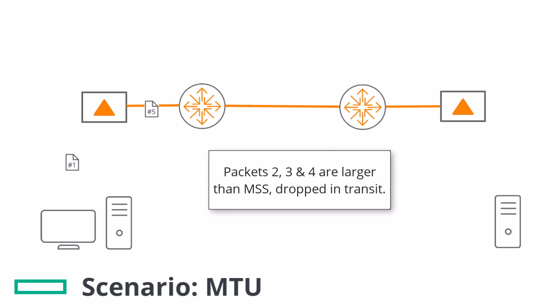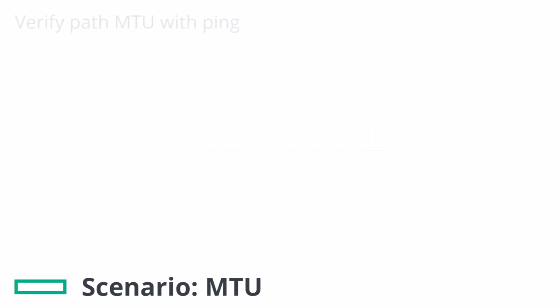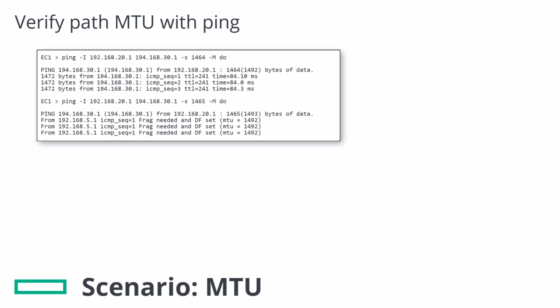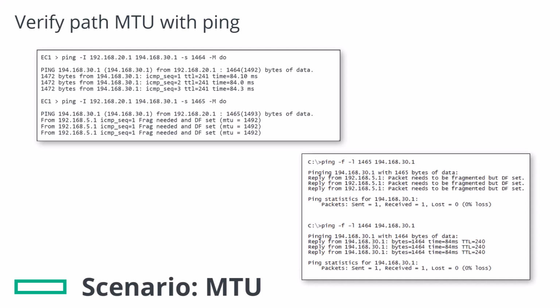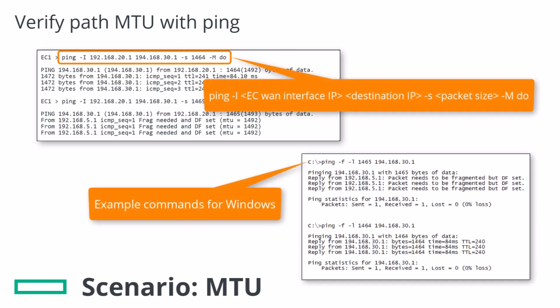Again, there will be no observable loss over the EC tunnels, and the issue would only be seen if you were to run TCP dump where you'd notice TCP segment lost. These symptoms can be verified by running a ping, either from the Edge Connect directly or on the user client PC. For Edge Connect, the commands look like this.